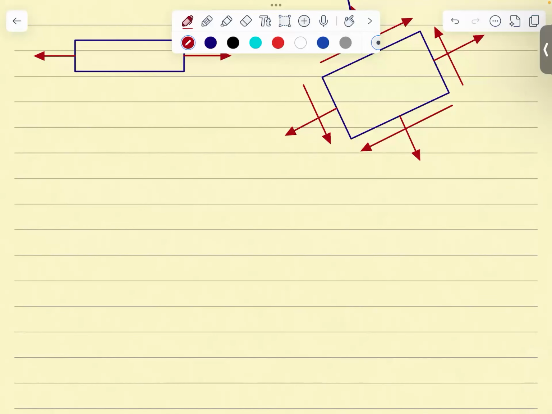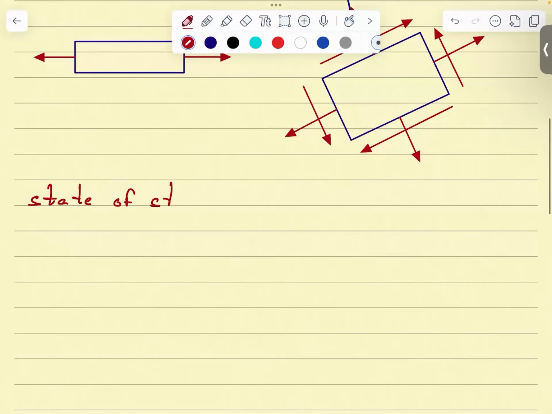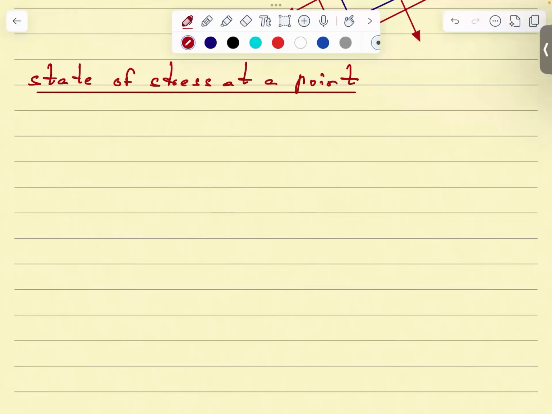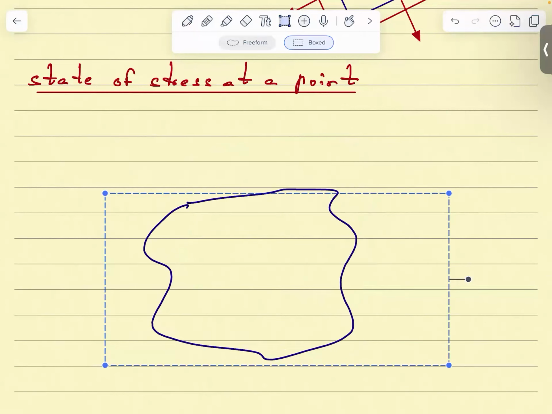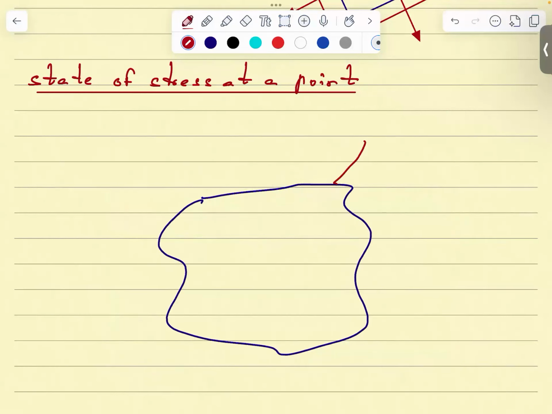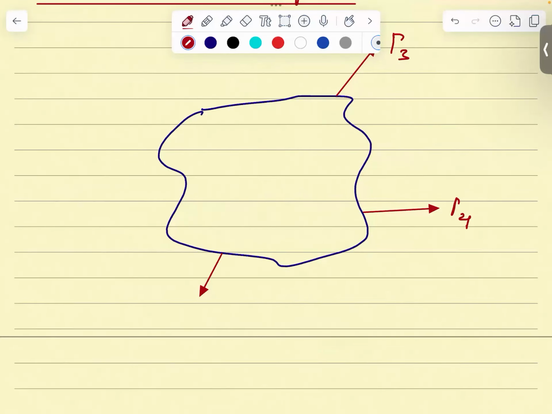So write a heading: state of stress at a point. Now, if I take any random body, something like this, now I am going to apply some loads or some forces. Let's say this is my P3 and P4, P2, and something like P1.